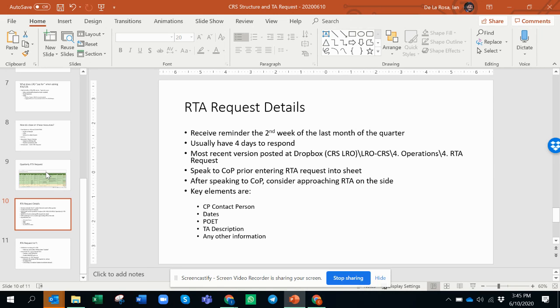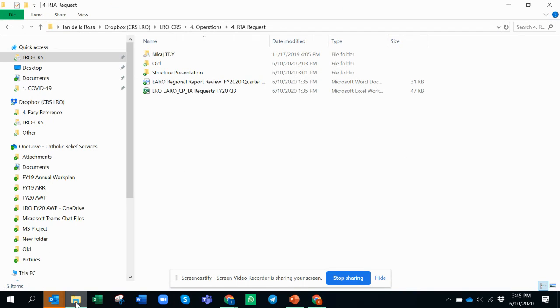We usually give around 4 days for people to respond and let us know. I'll show you where I keep it posted. Where I will always keep it is up here. It's the LRO operations RTA request. And I always try to make visible the most recent version. This here is today's actual presentation, so people are aware of it.